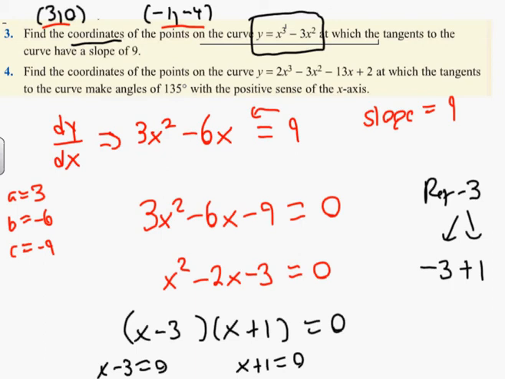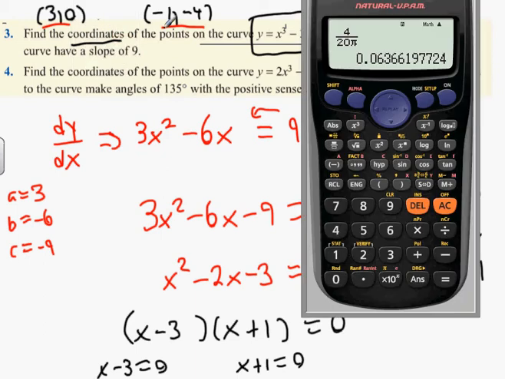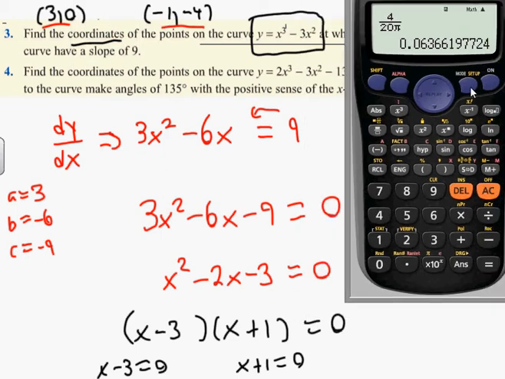So what you can do is get your calculator. You can put in a mode table, and you can say y equals x cubed minus 3x squared, and we want minus 1 to be in our answer, don't we? And we also want 3 to be in our answer.